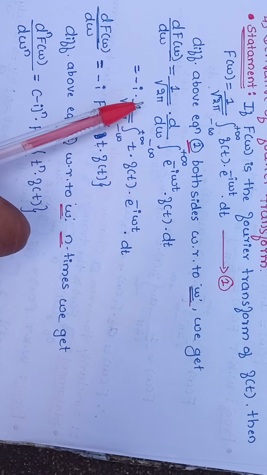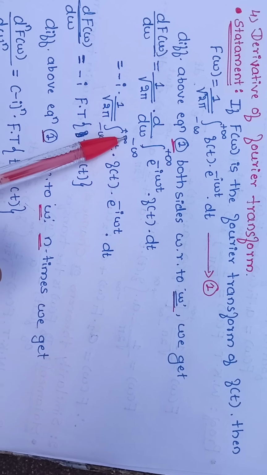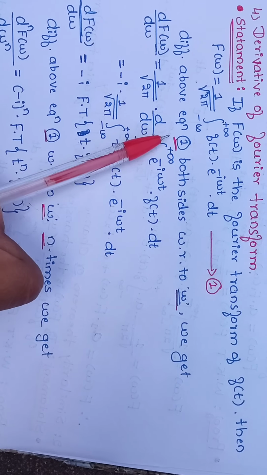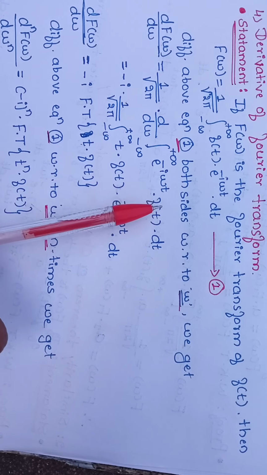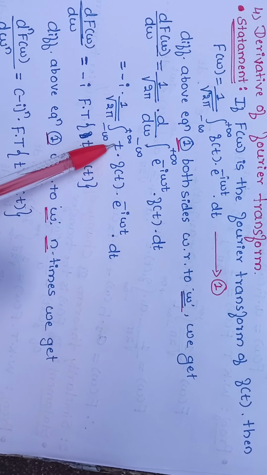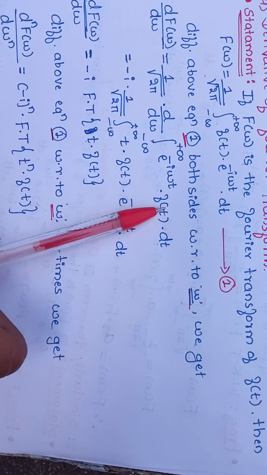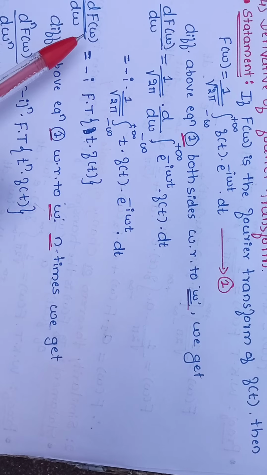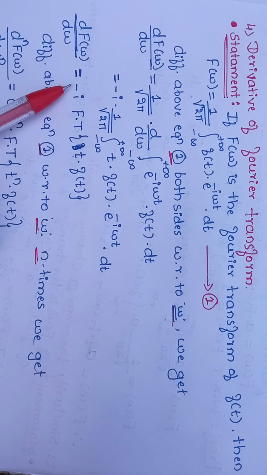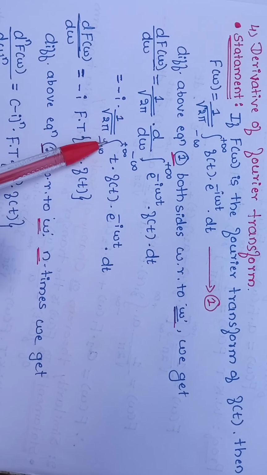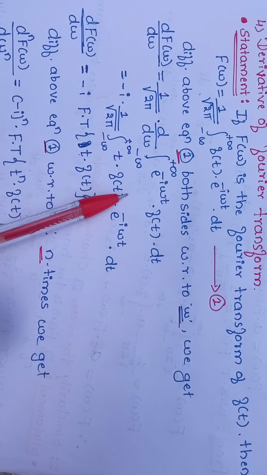See here, 1 divided by square root of 2 pi into integration from minus infinity to plus infinity. Differentiating this term with respect to omega, we get minus i t, that is minus i into the remaining term t into e raised to minus i omega t, and the remaining term f of t into dt. Therefore dF of omega divided by d omega equal to minus i into, the value of this one, the Fourier transform of t into f of t.